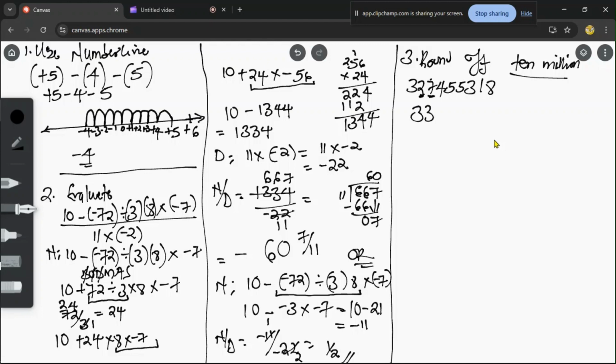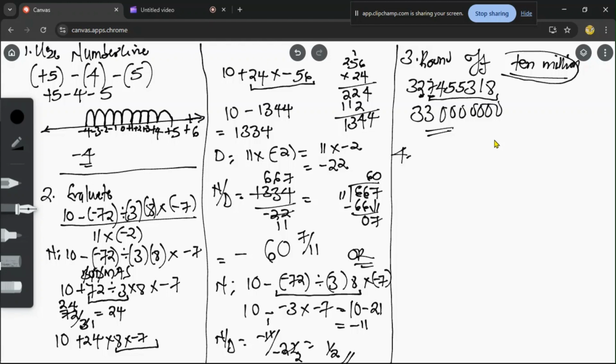Then the rest of the numbers, I turn them to be zeros. So I'll have how many zeros? 1, 2, 3, 4, 5, 6, 7. So you have that one, the nearest 10 million.